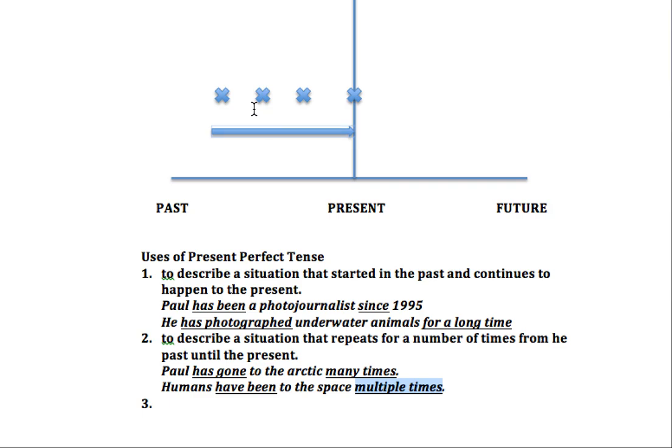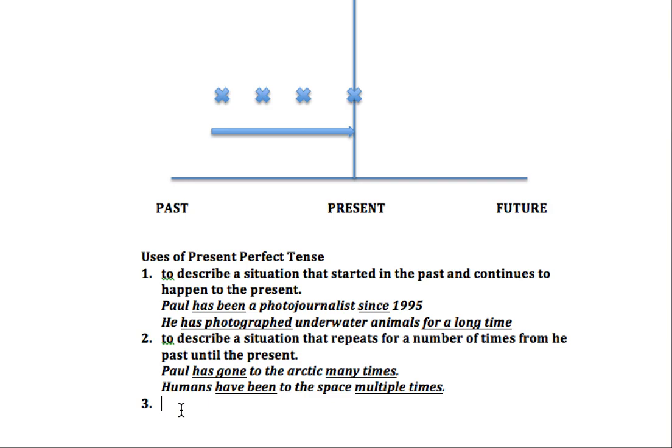So this is a situation when we want to talk about it, we use present perfect tense. So we say humans have been to the space multiple times. We don't say humans went to the space multiple times. Well, it can be understood, but grammatically, because it started in the past and still happens in the present, we use present perfect tense. We say humans have been, not humans went to the space multiple times. And so basically that is the idea of present perfect tense.